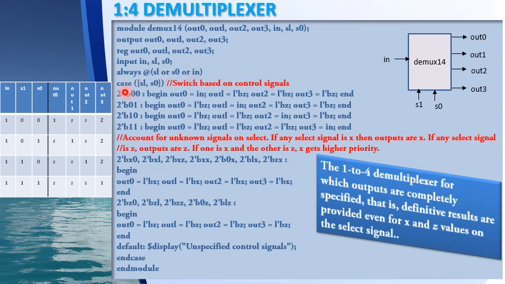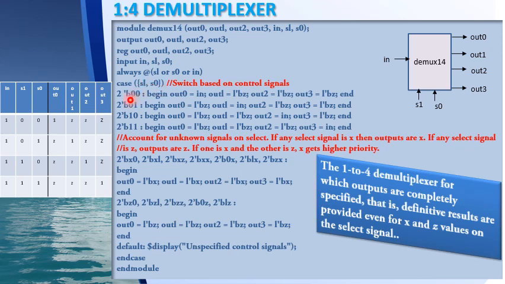Okay. So inside the always block there is only one case statement, and the case expression is S1 and S0. Since they are scalar quantities, I have concatenated them to form a single vector entity. Okay. So it is a 2-bit vector now.